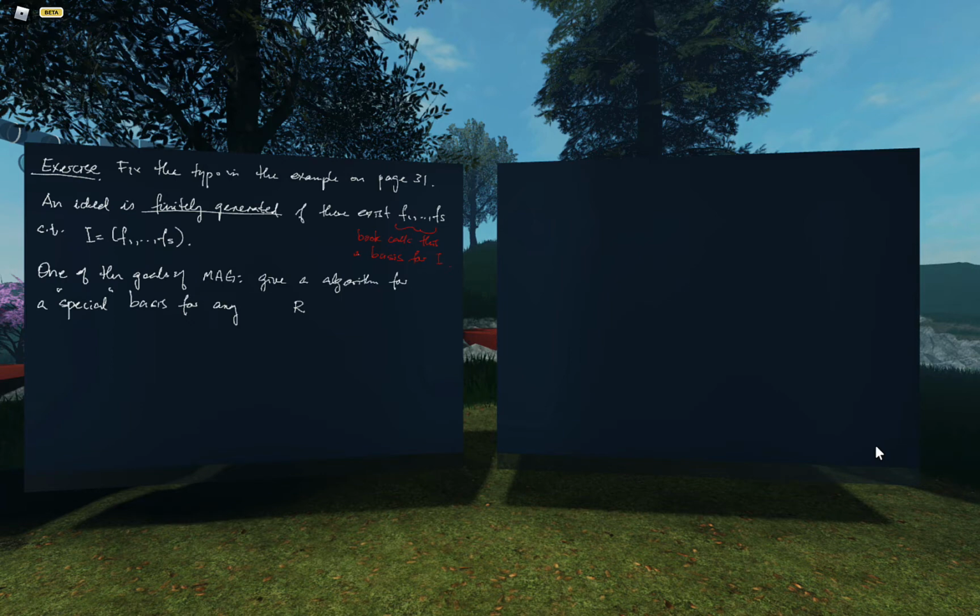There's a piece of notation that I didn't introduce, and maybe the book doesn't introduce; I'll do it here. This means I is an ideal in R, with a little triangle. Maybe I should draw this as a triangle. I don't think the book uses this, but I'll use it because it's short. So, give an algorithm for a special basis of any given ideal, called a Grobner basis.